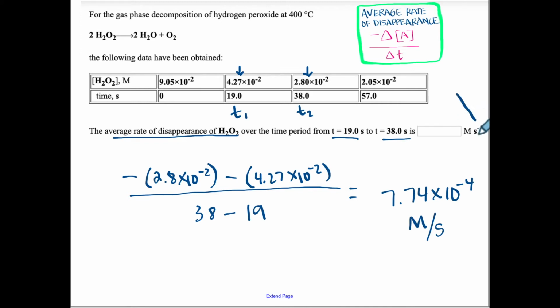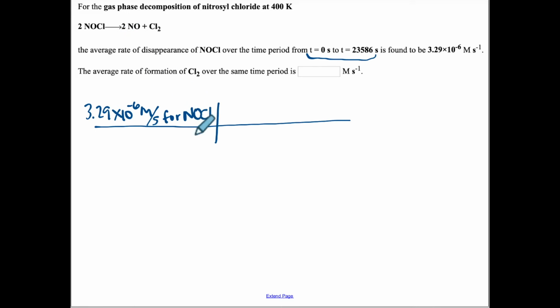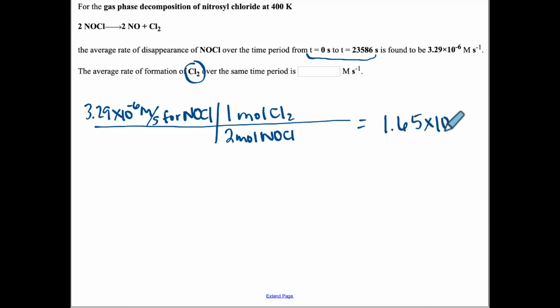Also, I wanted to point out this second to the negative 1 is the same as per second. You're going to see that a lot in this lesson. We use stoichiometry along with chemical kinetics. For this time period, it is telling us that there's 3.29 times 10 to the negative 6 molar per second of an increase for every 1 mole of NaCl. Our balanced equation tells us that there are 2 moles of NaCl for every 1 mole of chlorine.